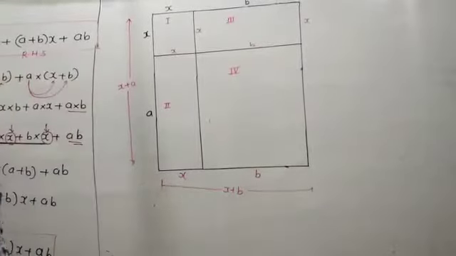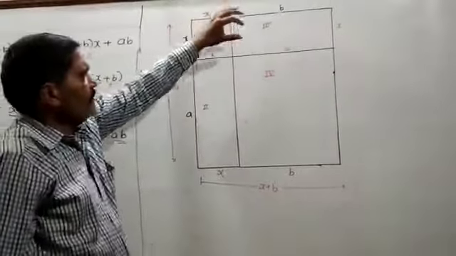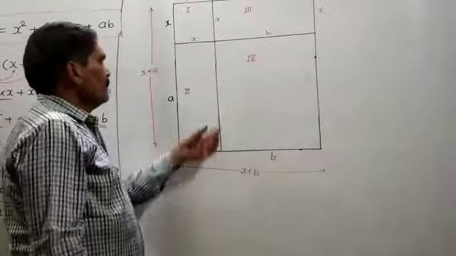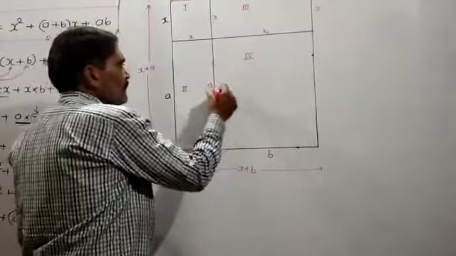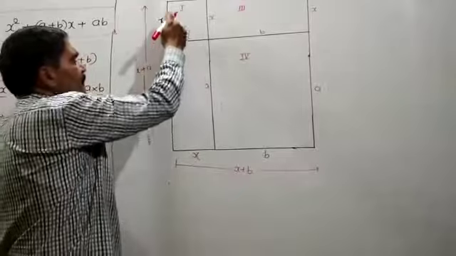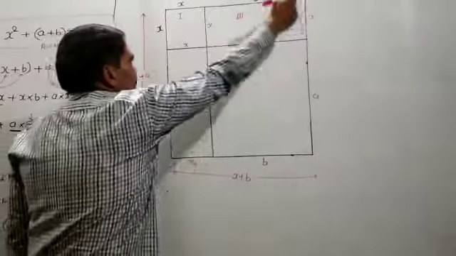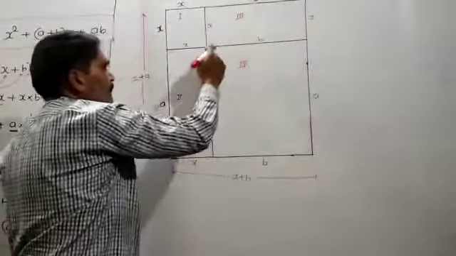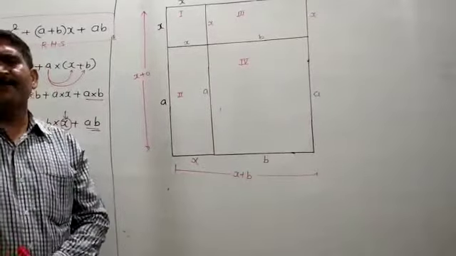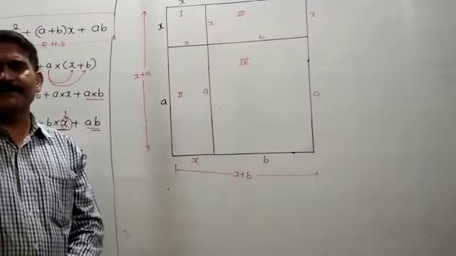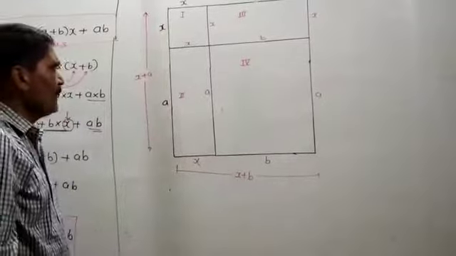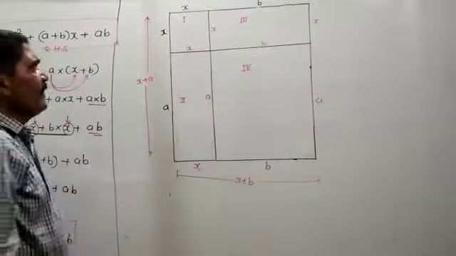Then what you have to do? This is the square, this is the rectangle, this is the rectangle, and this one is a, this one is also a. So this one is the square, this one is the rectangle, this one is also a rectangle. If you want to find the area of the square and the rectangle, what is the area of the square? Area of the square is equal to side into side. If you want to find out the area of the first part, how will you find it?